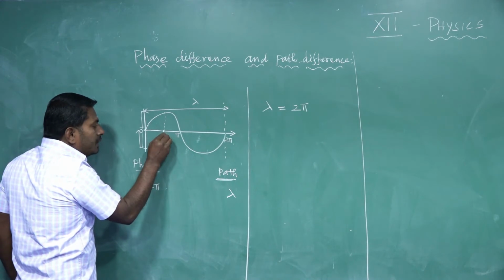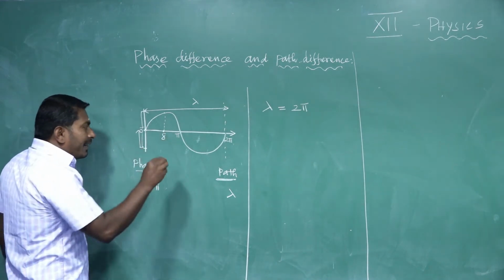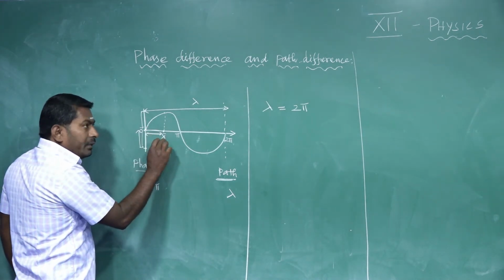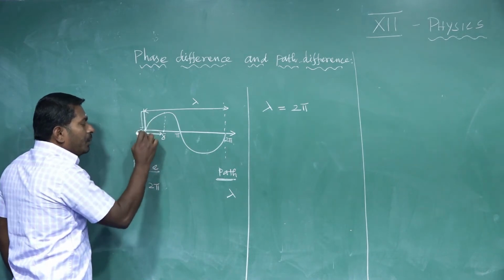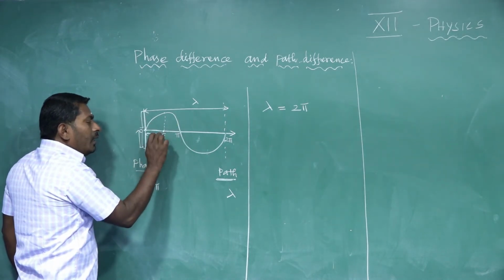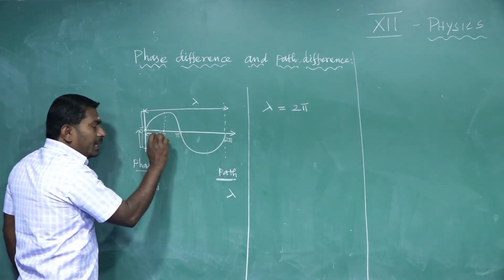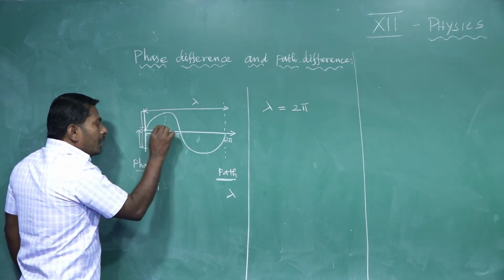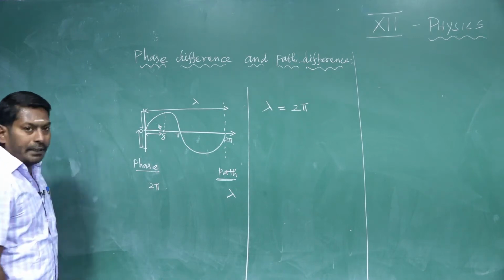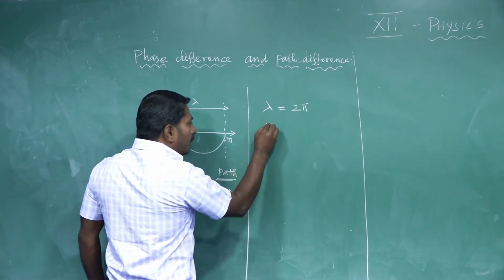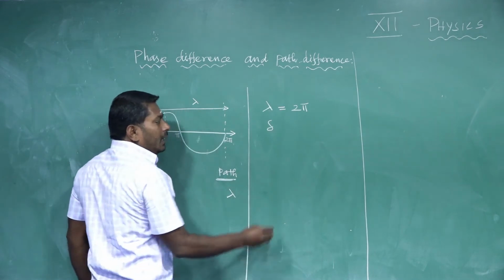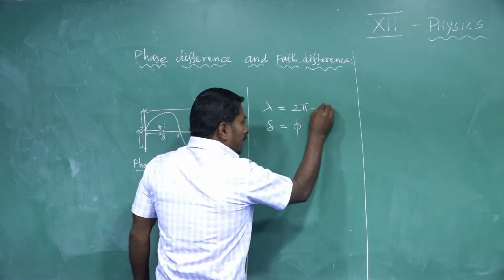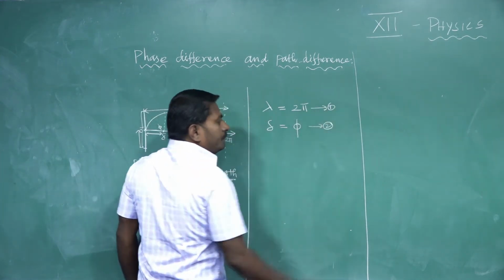Now, at any one instant during the vibration of the particles of the medium, the path covered by a wave is delta. What is the corresponding phase of the wave? The corresponding phase of the wave is represented by phi. So the path at that instant, delta, is equal to the corresponding phase of the wave, phi. So this is equation number 1, and this is equation number 2.